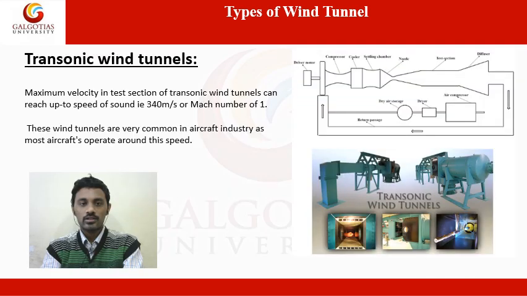In the transonic wind tunnels, which are the second type, you can see the diagrammatic view where the maximum velocity in the test section can reach up to the speed of sound. You know the speed of sound is 340 meters per second, whereas in the previous wind tunnel it was only 135 meters per second. Here it can reach up to a Mach number of 1. These wind tunnels are very common in the aircraft industry, as most aircraft operate around this speed. Here you can see the image of transonic wind tunnels operating at the speed of sound.